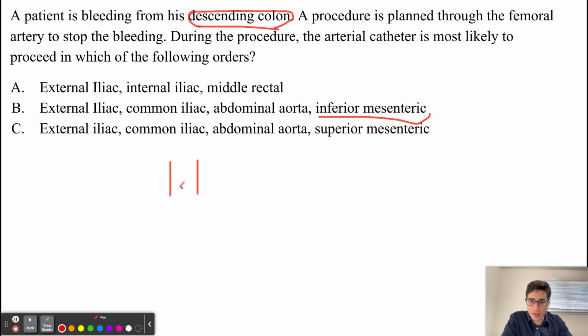Now here's going to be the abdominal aorta. The abdominal aorta is going to give off a branch to the inferior mesenteric artery. Let's say that this is the inferior mesenteric artery.